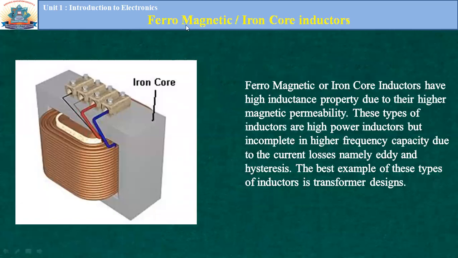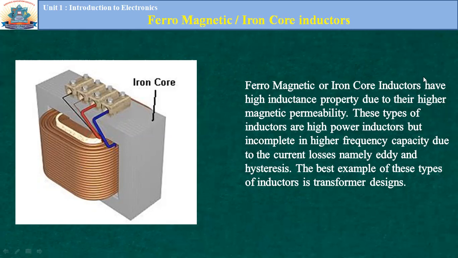Ferromagnetic or iron core type inductor. You may have seen this structure, which looks like a transformer. There is an iron core, and along this iron core the copper winding is wound, and magnetic flux flows through this core. Iron is a ferromagnetic material, so ferromagnetic material can be used as the core.